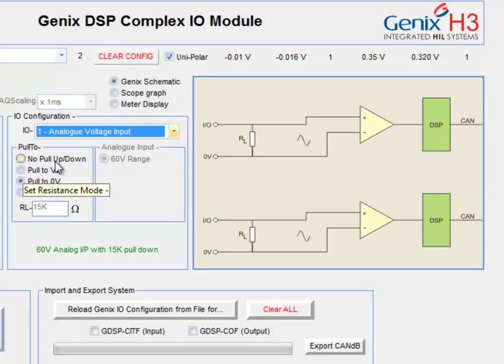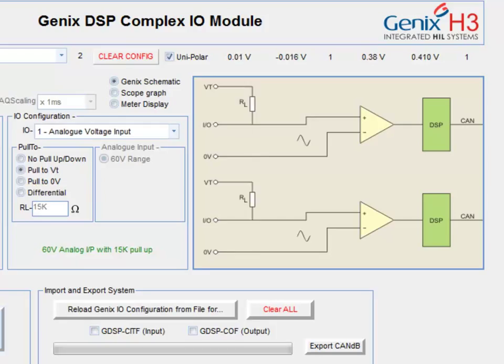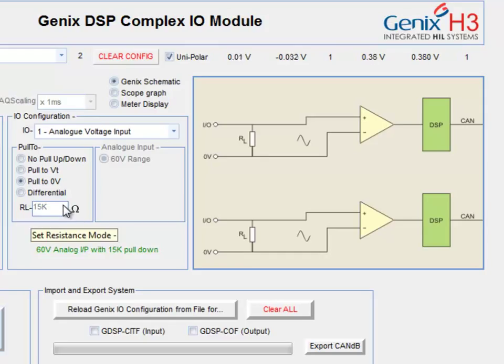Here there are some restrictions in that the pull-up and pull-down must always be in the same state for both the plus and the minus pin. And for the IO minus pin, analog input voltage range is fixed at plus or minus 60 volts. The load resistance is also fixed on the IO minus pin to a 15 kilo ohm resistance. If you require different resistor values, consider using a different channel's plus pin or putting a parallel resistance where required.